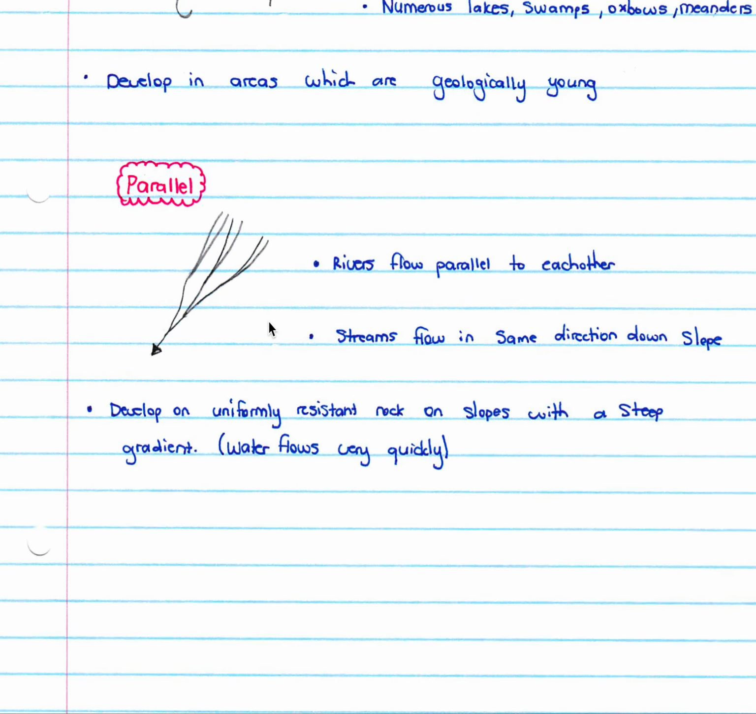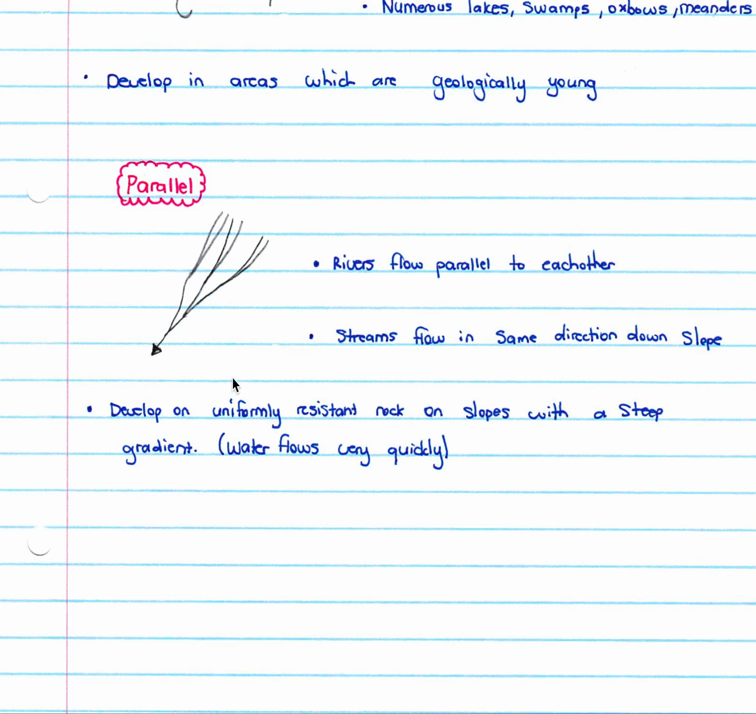Lastly, we look at a parallel pattern. These are rivers which flow parallel to each other. As we can see, the stream flows in the same direction down a slope. So we can see the tributaries join at a confluence and flow into the main river. And these types of patterns develop on uniformly resistant rock on slopes with a steep gradient.